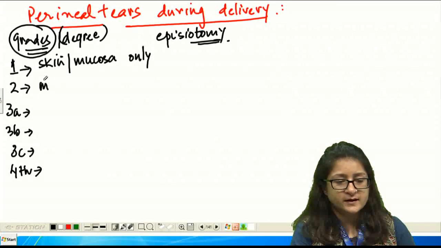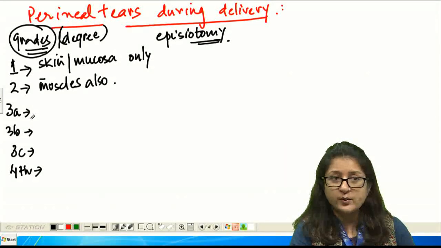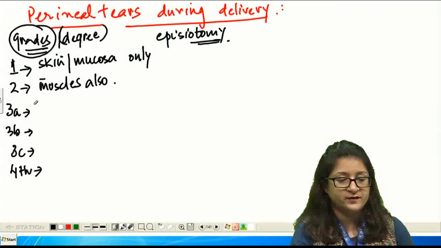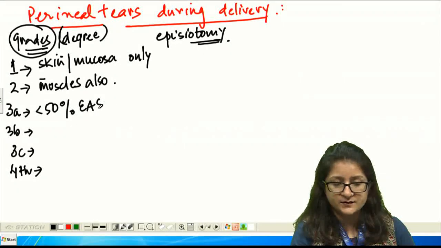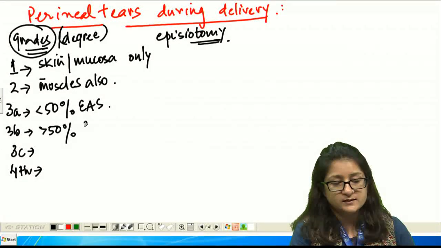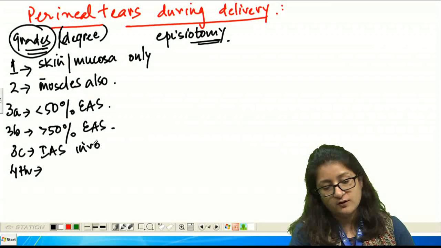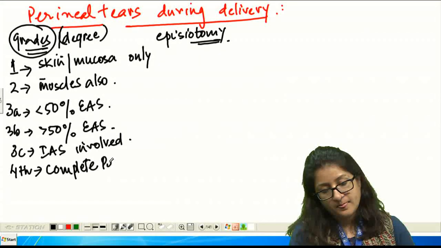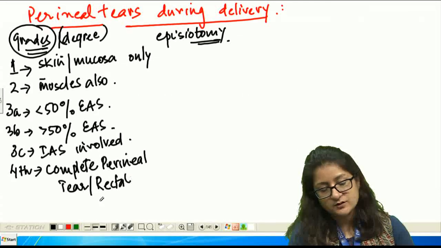The second degree perineal tear involves the muscle layer also. Third is it has gone beyond the muscle and now it involves the what muscle? External anal sphincter. So 3A is that it has involved less than 50% of external anal sphincter. 3B is it has involved more than 50% of external anal sphincter. 3C that the internal anal sphincter is involved. And 4th degree perineal tear is the complete perineal tear, CPT, or the rectal mucosa has also been involved.